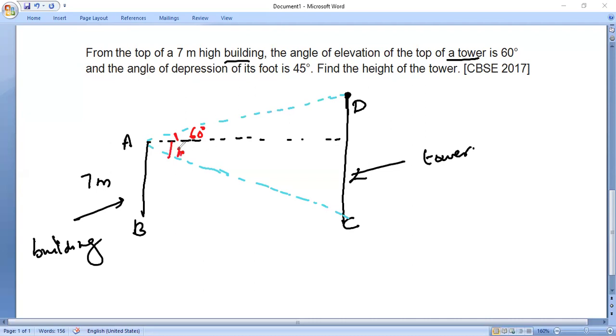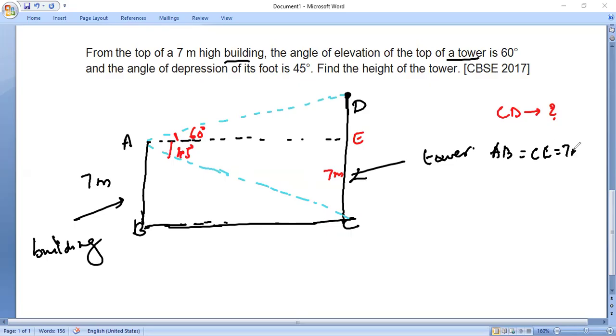This 45 degrees seems to be bigger than 60 degrees, but it's just for your reference. They're asking you to find the height of the tower. So what are the things we know from that? We know this is 7 meters, so AB is 7 meters. We mark this as E. CE is 7 meters, right? We draw another line approximately at ground level, parallel. So AB equals CE equals 7 meters, right?